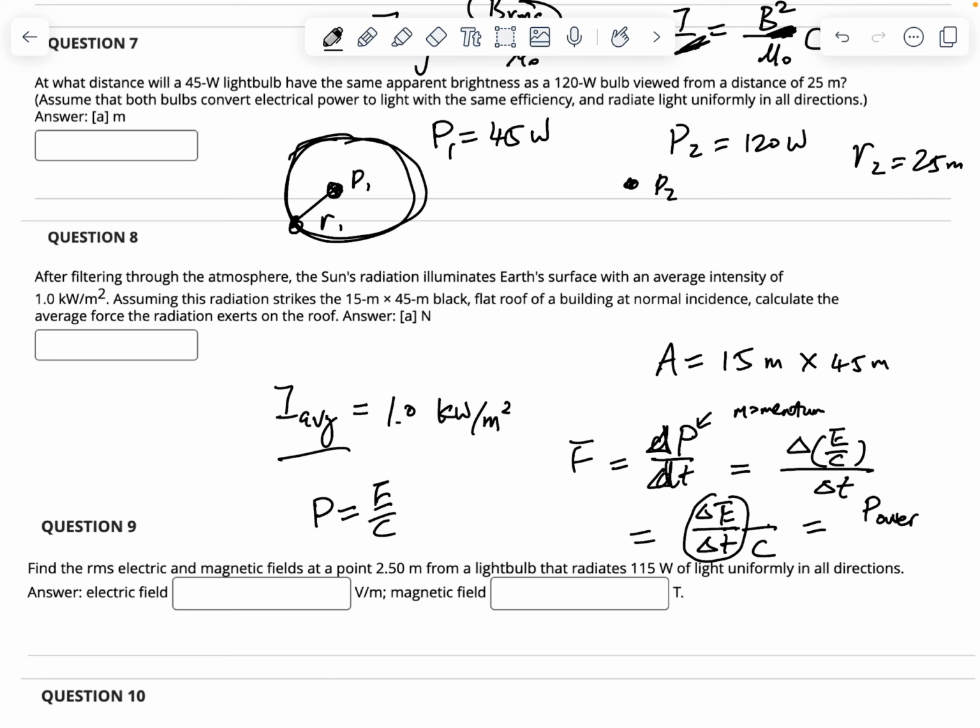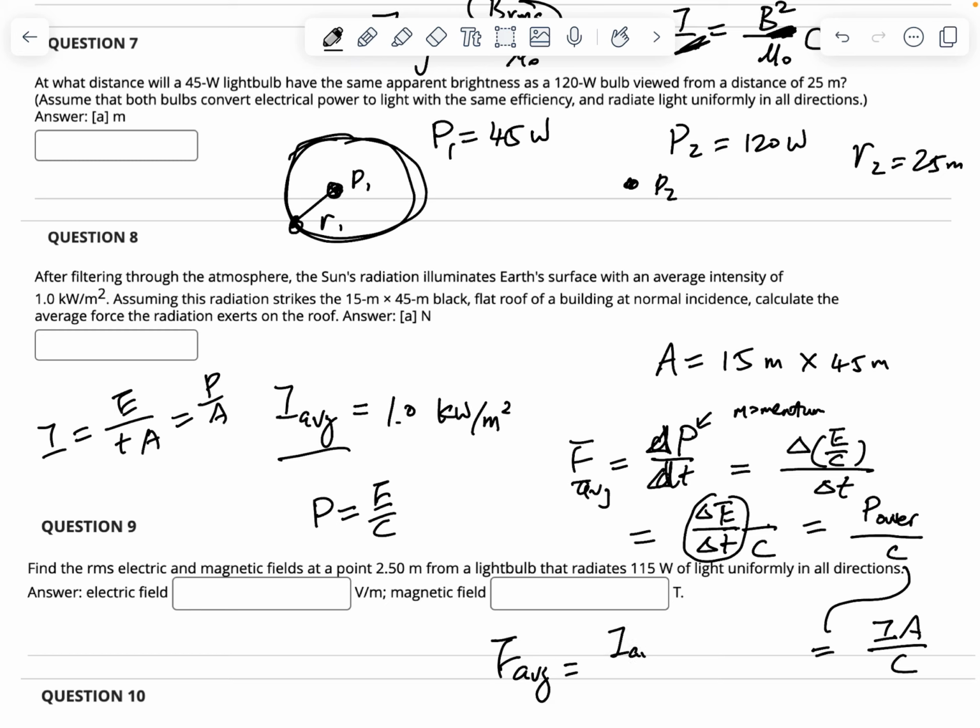So this is momentum, it's power over c, right? What's the power? Power is intensity times area, right? So just keep that in mind. Intensity equals E over t times A, equal to power over A. That's intensity. So power equals intensity times A, divided by c, right? So average force equals average intensity times area divided by c. Okay, so that will be the answer. Plug in.